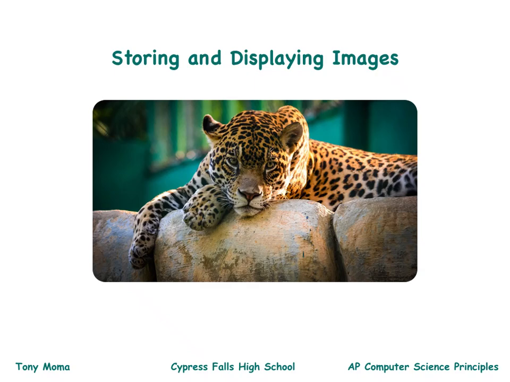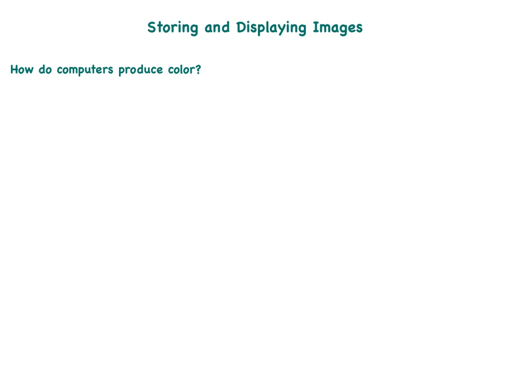Storing and displaying images. We'll start this video off by asking the basic question, how do computers produce color? Computers produce color using a chemical substance called phosphor. It is a light-emitting substance that can produce either red light, green light, or blue light. And depending on how much light that phosphor emits will determine how dark or how bright the light will be.